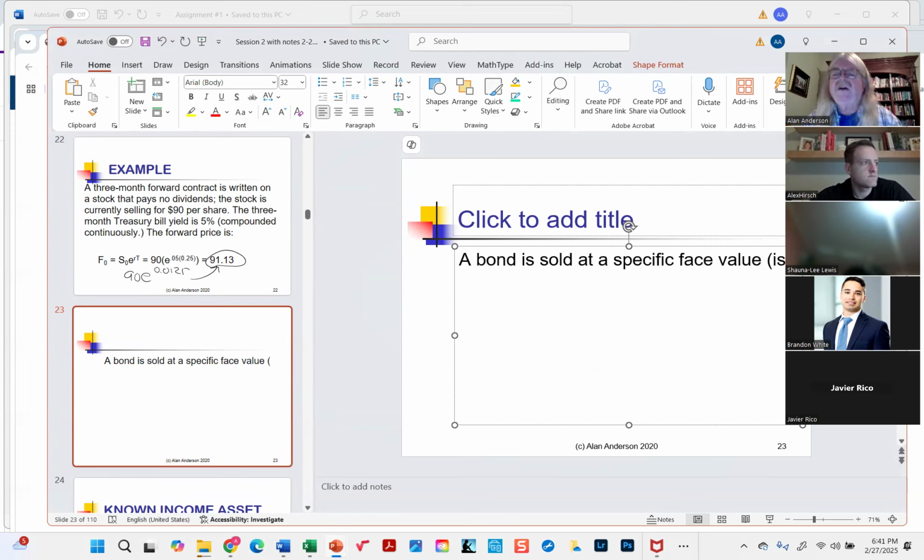And that face value is often $1,000. That's a standard practice in the United States. So in other words, when you buy the bond directly, brand new, it's $1,000.